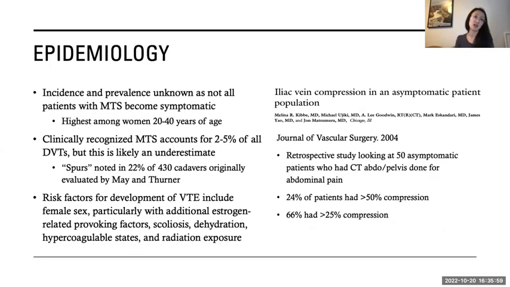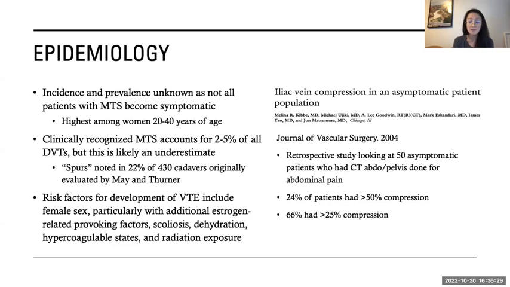In terms of the epidemiology, we don't actually know exactly what the incidence and prevalence of MTS is, because a lot of patients that we have with MTS actually aren't diagnosed with MTS, but we do know that it is highest among women 20 to 40 years of age in terms of when it's first diagnosed. In terms of the data that we have right now, a lot of review studies quote that clinically recognized MTS accounts for about 2 to 5% of all DVTs, but very likely this is an underestimate.